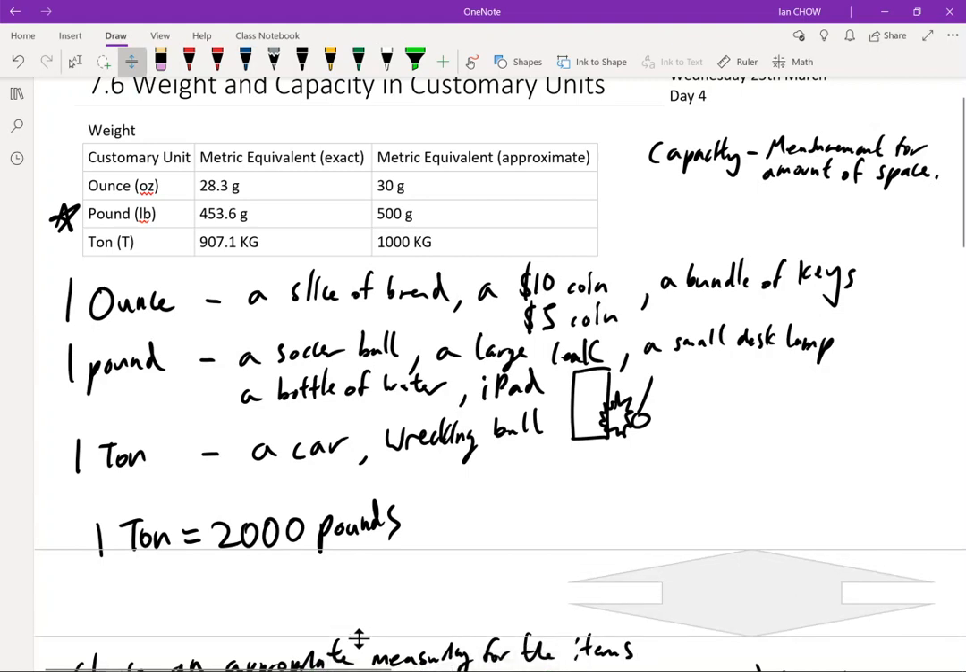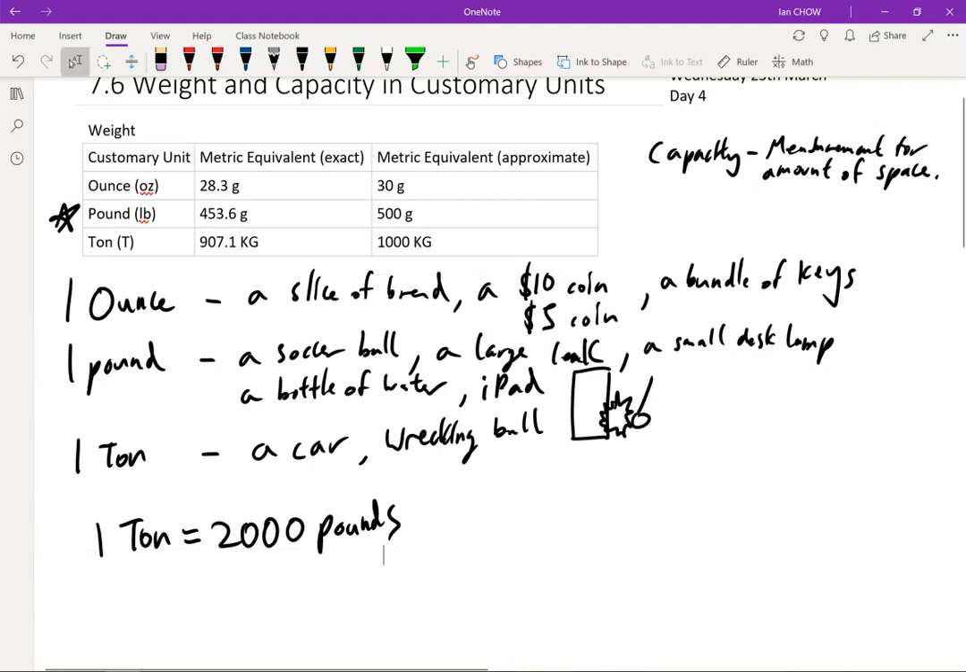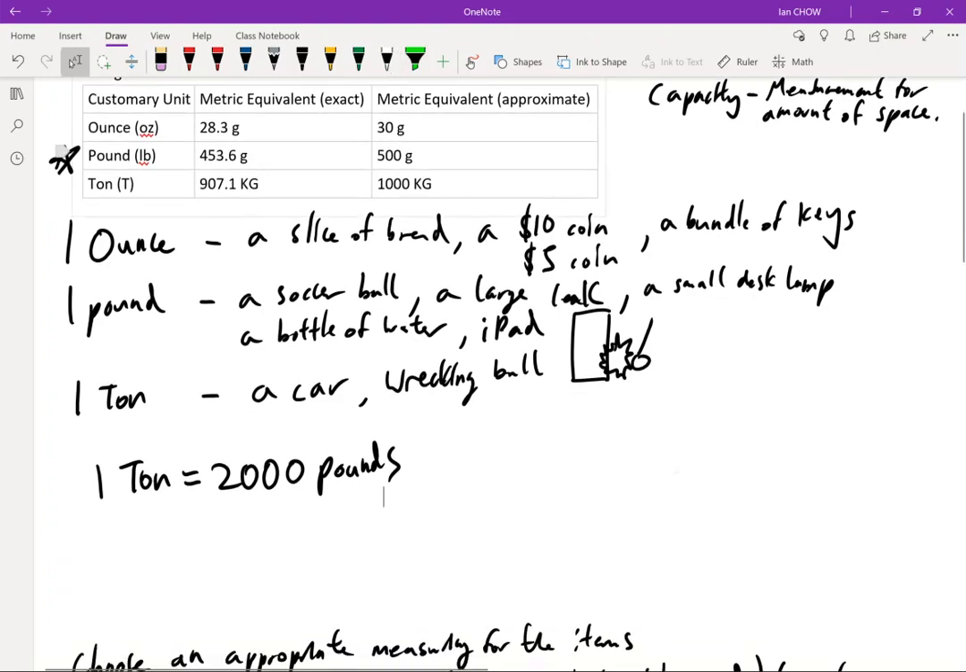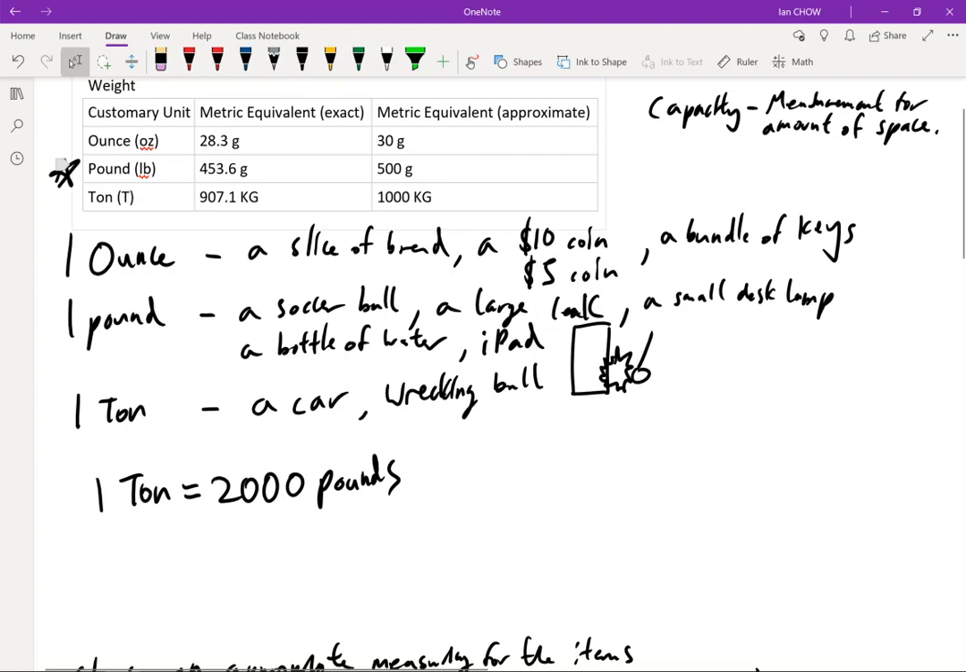That's equivalent to approximately 200 grade 7 students. So 2,000 pounds, 1 ton, will be approximately 200 grade 7 students. That's even more students than the whole of our grade 7. Actually, we have more than 200. So it's roughly all of our grade 7 students combined. That will be around 2,000 pounds, right?